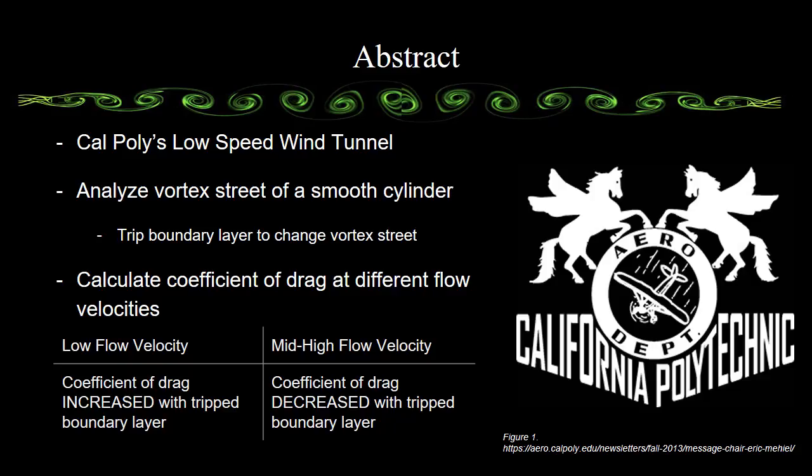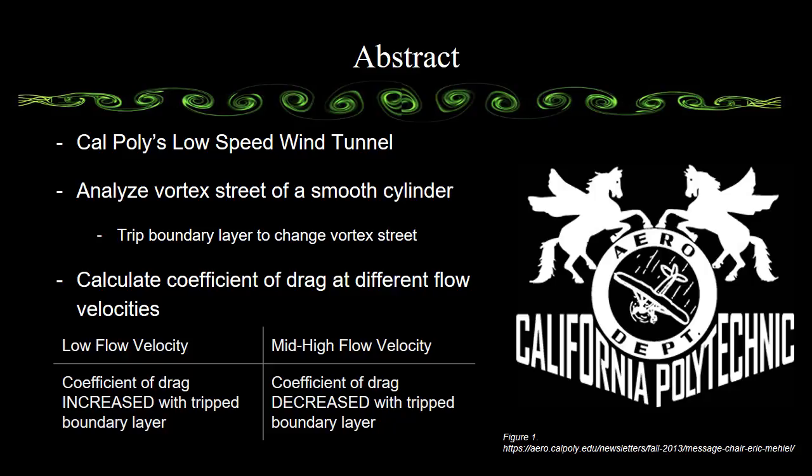This report presents the findings of a lab performed with the Cal Poly Aerospace Department's low-speed wind tunnel that takes a look at the vortex street behind a bluff body and the drag of that object. The experiment was performed with a horizontal smooth cylinder attached to the inner walls of the wind tunnel, perpendicular to the flow. Also in this lab, the vortex street is altered by tripping the boundary layer to prolong the separation point. The purpose of altering the separation point on the cylinder is to compare the drag force on the cylinder with the prolonged separation point and without.